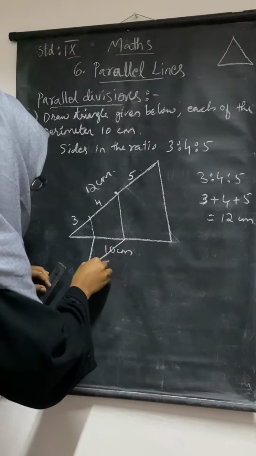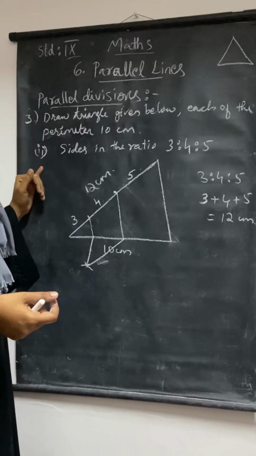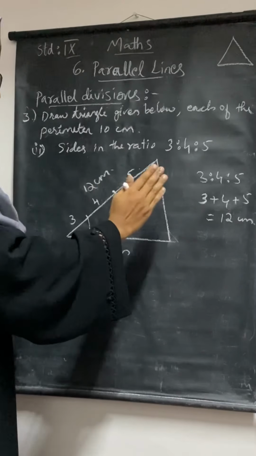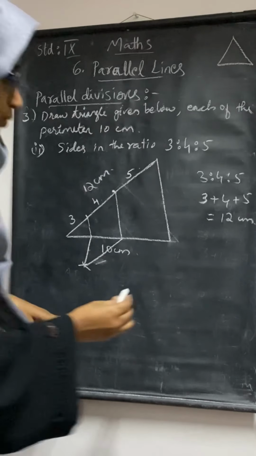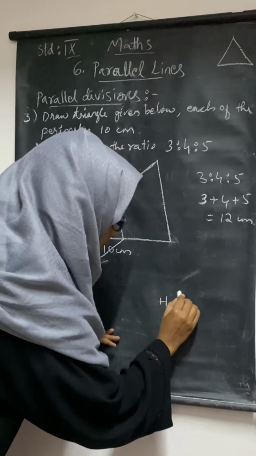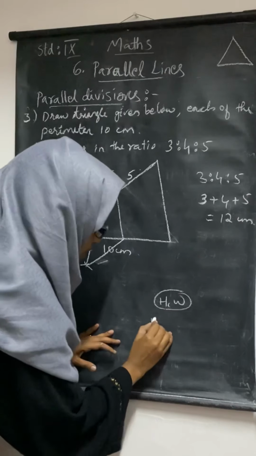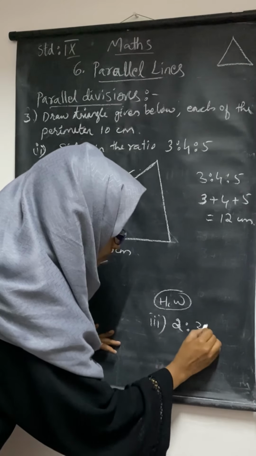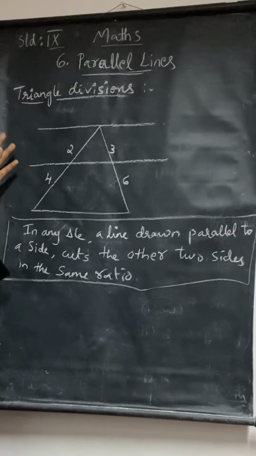So this is your triangle. Now sides in the ratio 3:4:5. Now you can see the third sub question. Sides in the ratio 2:3:4 maybe. That is homework for you. So homework, you can see the same third sub question, 2:3:4. Next topic is triangle division.